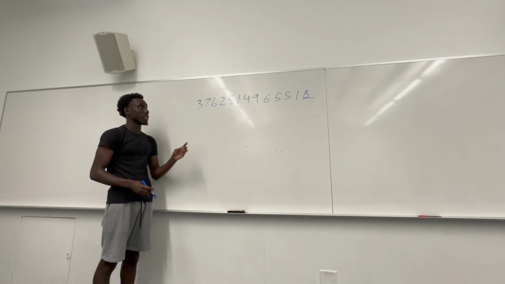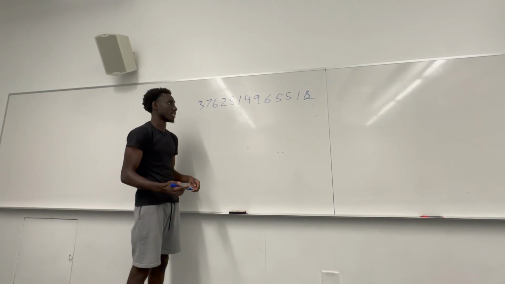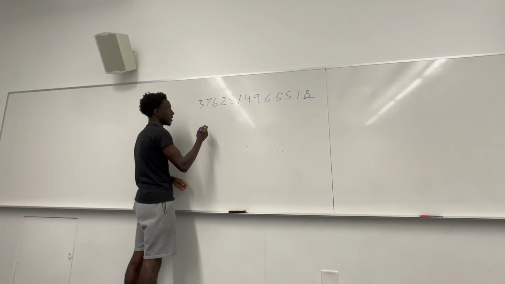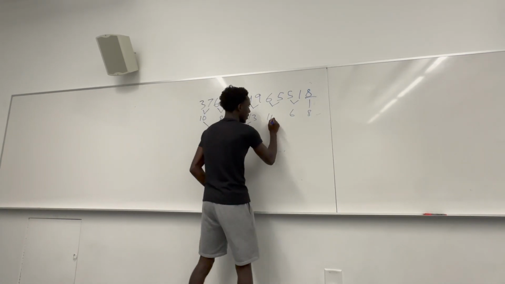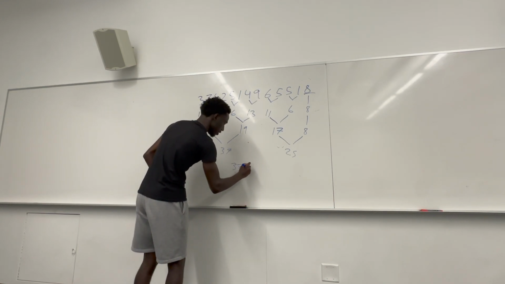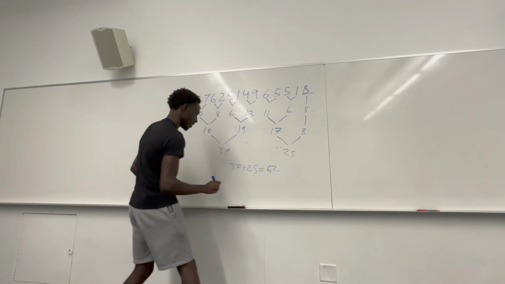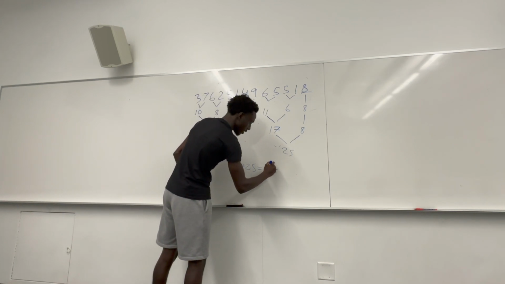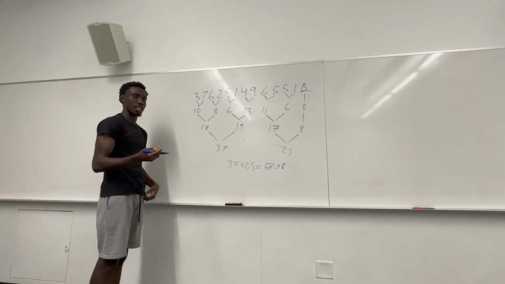What if we wanted to know if this number is divisible by 3? The divisibility rule for the number 3 is actually really cool. If we sum up the digits of this number, 37 plus 25 equals 62. And then 6 plus 2 equals 8. So this number is not divisible by 3.